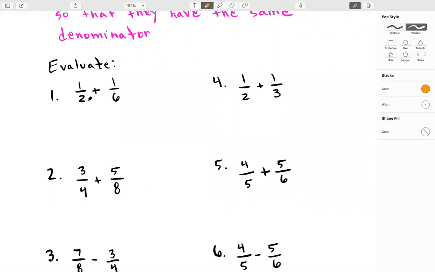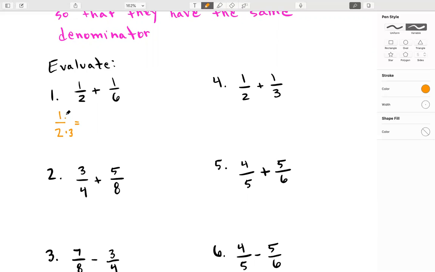1/2 plus 1/6. Well, we're going to have to scale this one up and change this denominator to be a 6 because we can't make this smaller, because if we do that, then 1 becomes less than 1. So I'm going to have to make this fraction have a denominator of 6 so that I can add them together, so that they have the same denominator. So 1/2, how can I make it have a denominator of 6? Well, what can I multiply 2 by to get 6? I can multiply 2 by 3. That will give me 6.